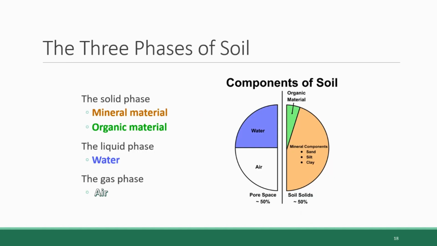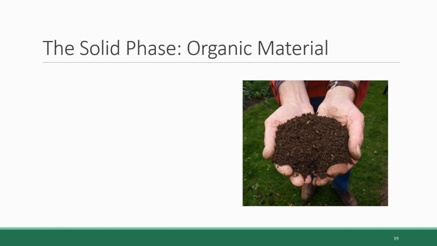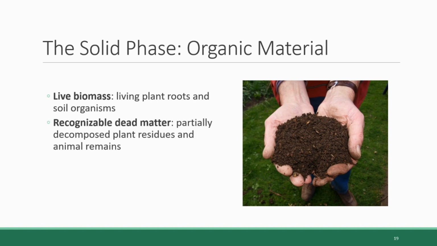Now remember that minerals, which we've been talking about, are just one of the two pieces of soil solid phase. The other part is the organic material. So there's three things that are considered part of the organic material of soil. The first is live biomass. So in other words, the still living organisms such as plant roots and microbes whose habitat is the soil. Second is recognizable dead matter, meaning dead plants and animal remains that haven't fully decomposed. Fallen leaves would be an example of this.